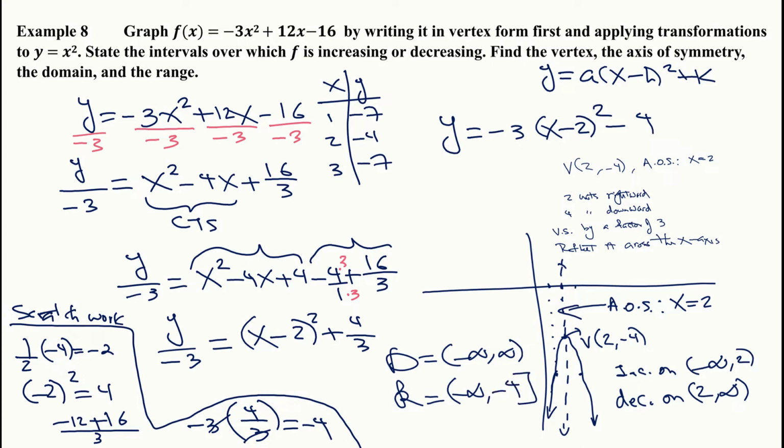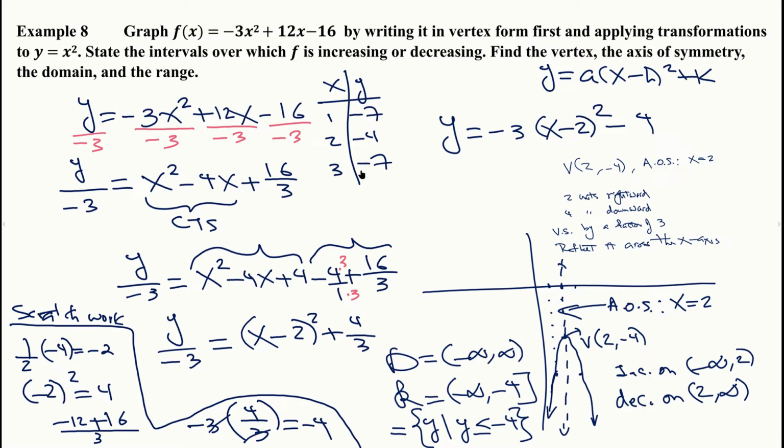So all y values less than or equal to negative 4. If you were to write that in set builder notation, it would be all y such that y is less than or equal to negative 4, like so. Okay? So there is all the information we were asked to find for this one.